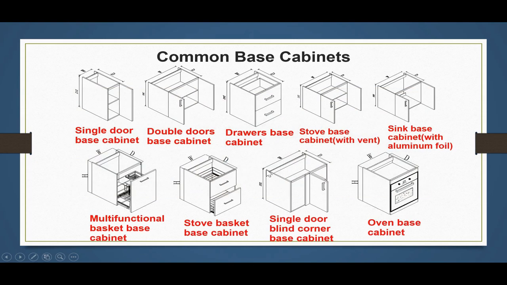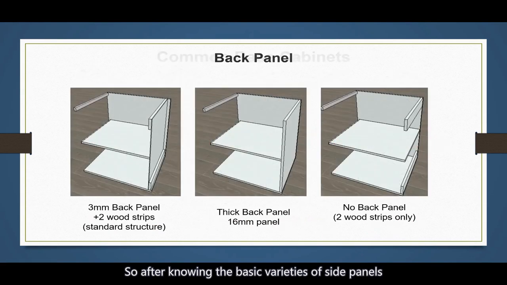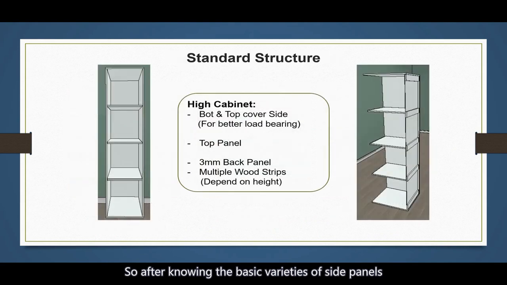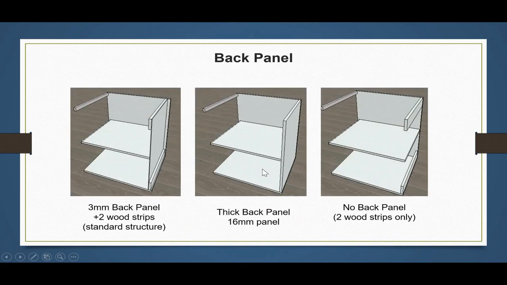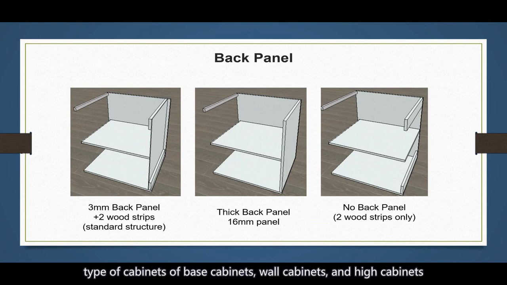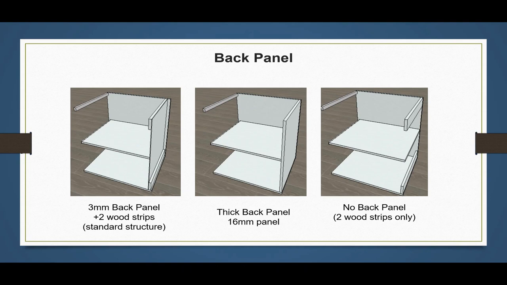Okay, so after knowing the basic varieties of the side panels, and the basic structures of the available options we can do on the top panels and on the back panels, we then move on to the common types of cabinets: the base cabinets, wall cabinets, and the high cabinets. And we're going to see what the differences are in how they serve different functions.